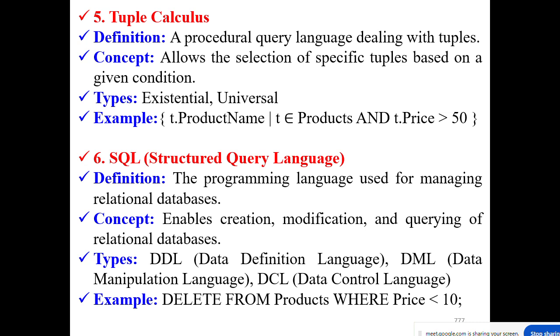DDL, DML, DCL are the relational database languages called data definition language, data manipulation language, and data control language, which we use in SQL. For example, DELETE is a keyword from SQL. FROM is a keyword from SQL. Products is my table name. WHERE is a keyword. Price is my defined attribute, less than 10. This is my query. This is the way we write a structured query language. A query is nothing but a question.